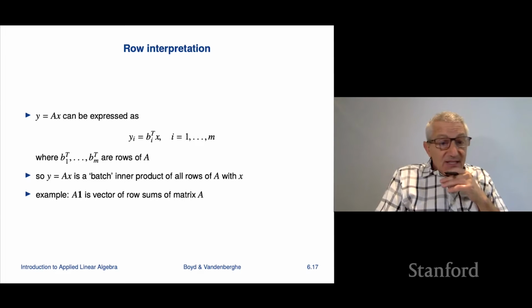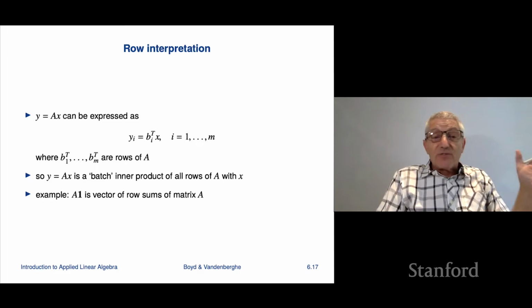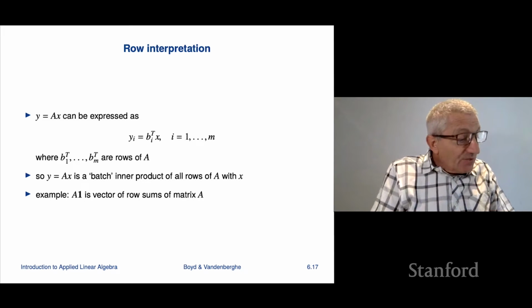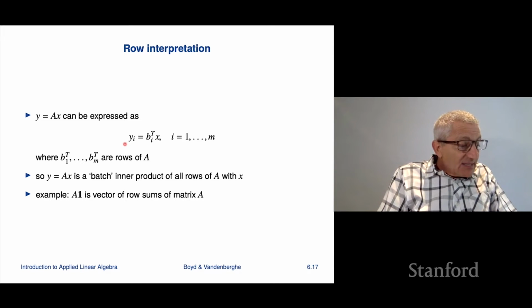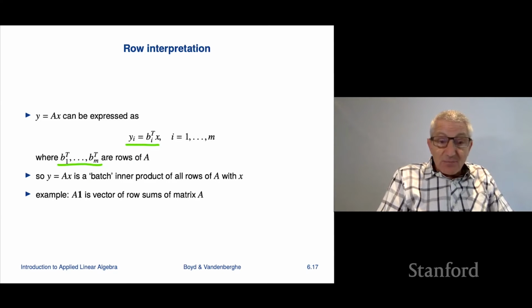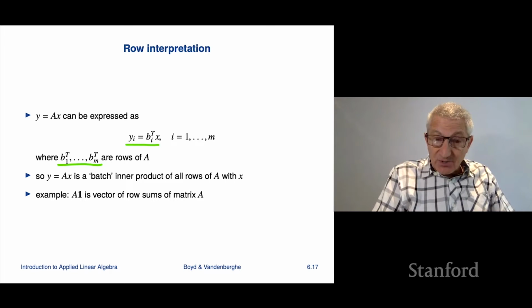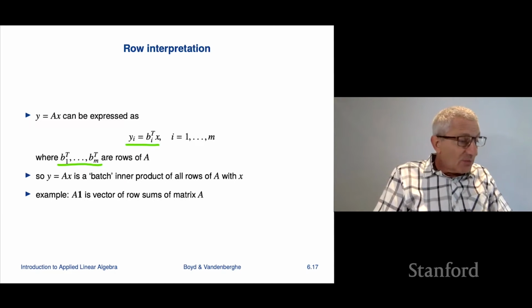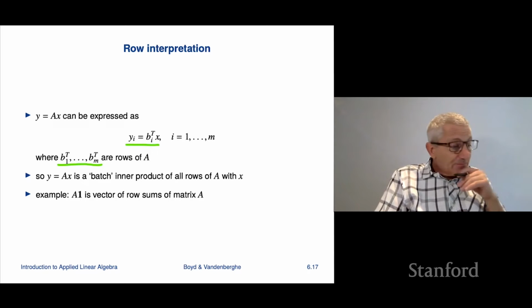Now, we can interpret this in tons of ways, and we're going to use every single one in the sequel. The first is, if you have the rows of A and call them b1 transpose up to bm transpose, now b here are column vectors, not row vectors. But when you transpose them, they become row vectors. So b1 transpose is the first row of A.